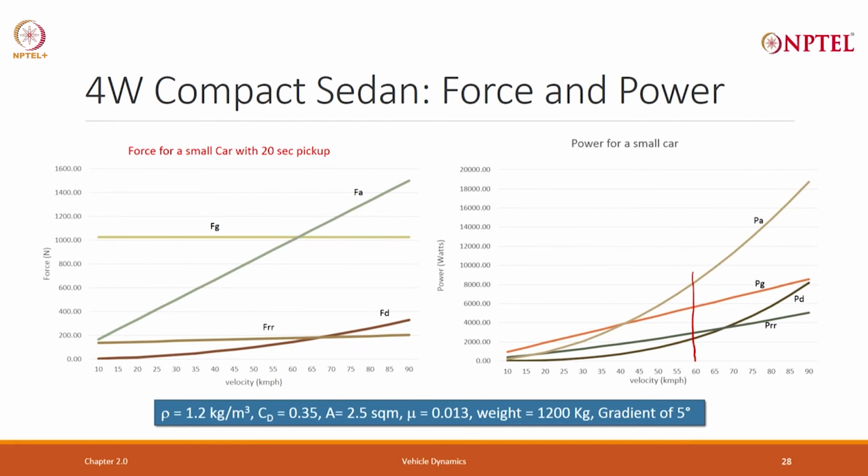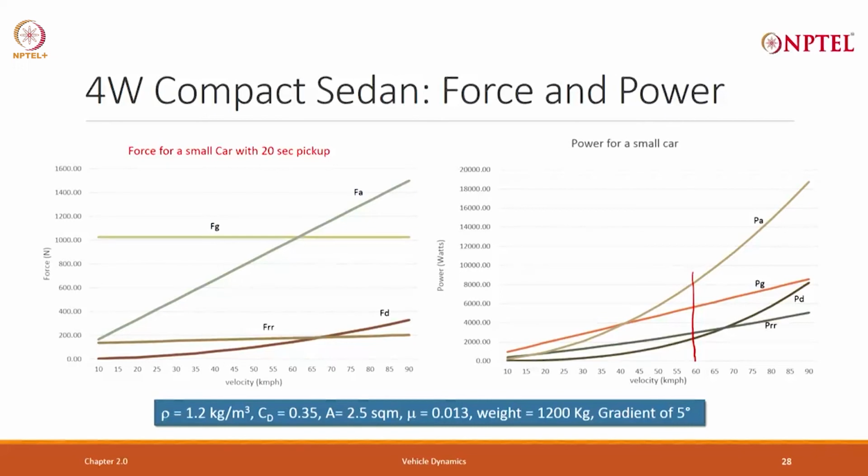Now, when do you need acceleration? Of course, during the pickup, right in the beginning. You also need it when you try to overtake. So, if you want to travel comfortably at 80 kilometers per hour on the highway and want to be able to overtake, then you require an 18 to 20 kilowatt motor. Otherwise, a 14, 15 kilowatt motor may be enough.